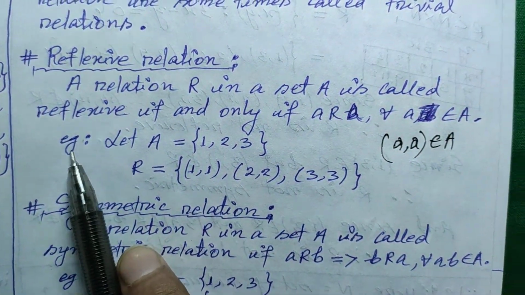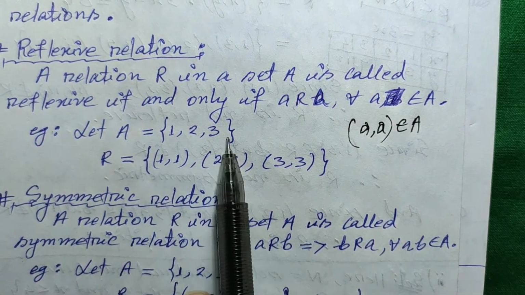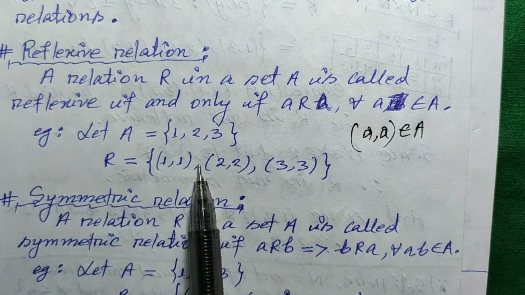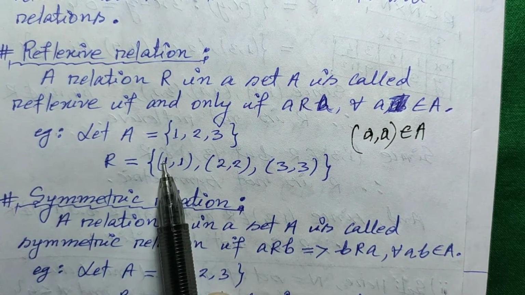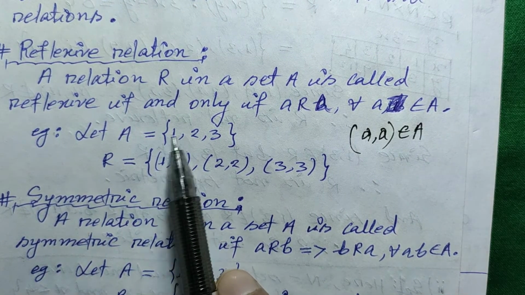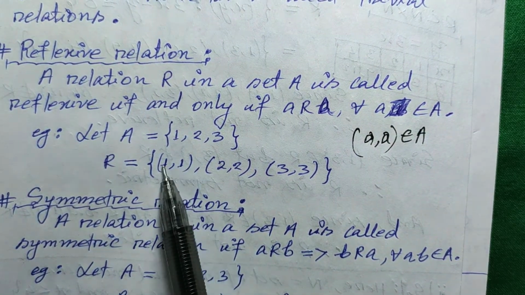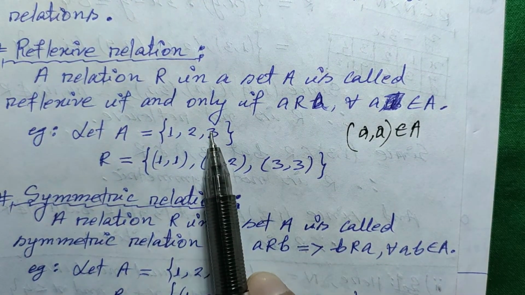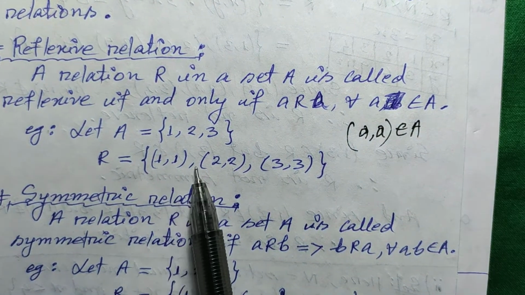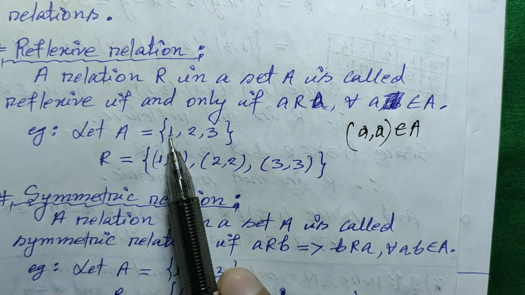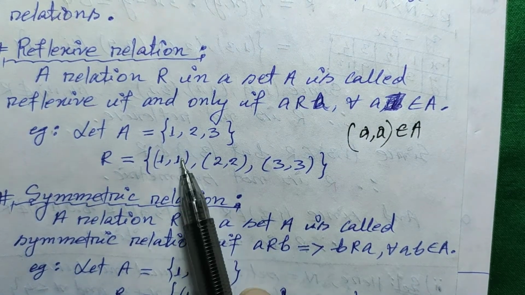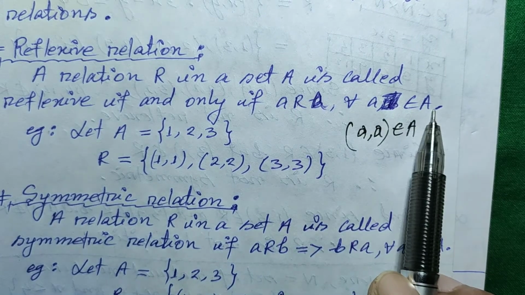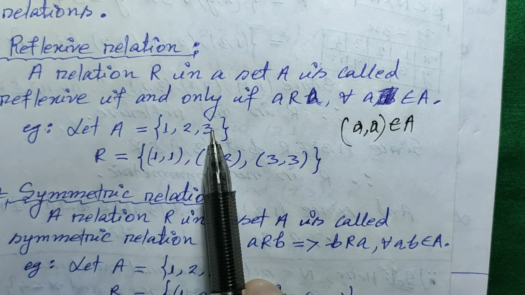Let us take an example. Let A is equal to {1, 2, 3}, and let R is equal to {(1, 1), (2, 2), (3, 3)}. This relation is a reflexive relation, because all the elements in A are related to itself. That is, 1 is related to 1, 2 is related to 2, 3 is related to 3. If one element is left which is not related to itself, then that relation is not reflexive. All the elements in the set should be related to itself, because in the definition, A is related to A for every A belongs to A. That means all elements in A should be related to itself.